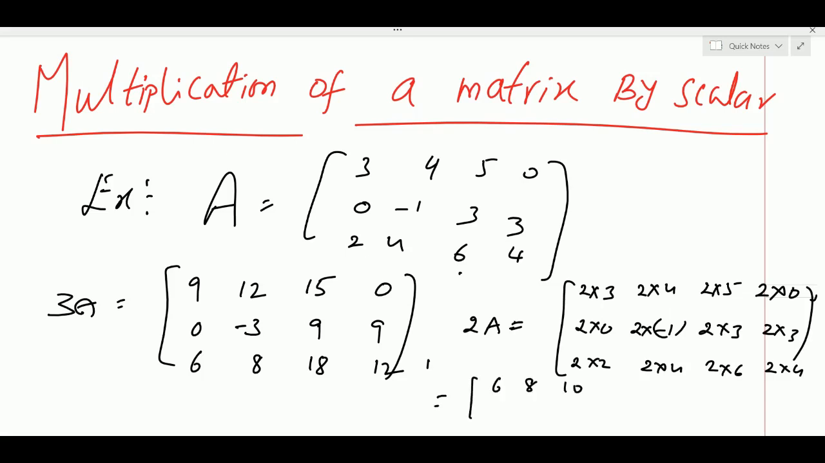2 × 3 = 6, 2 × 4 = 8, 2 × 0 = 0. 2 × -1 = -2, 2 × 3 = 6, 2 × 3 = 6. 2 × 2 = 4, 2 × 4 = 8, 2 × 6 = 12, 2 × 4 = 8. This is a multiplication of the matrix by a scalar.